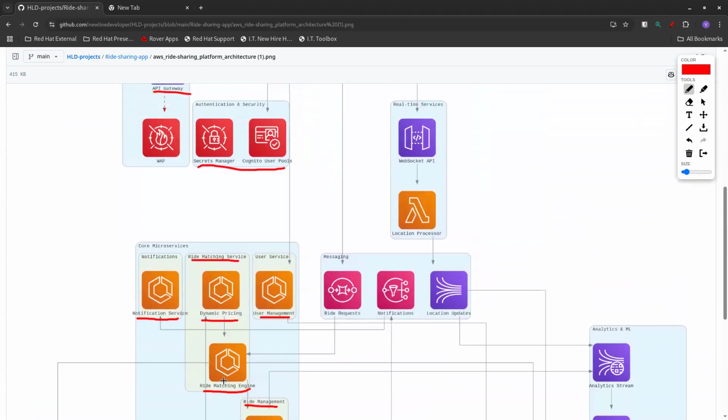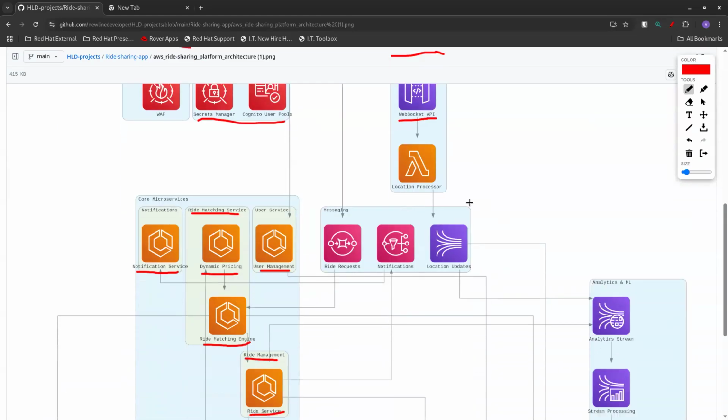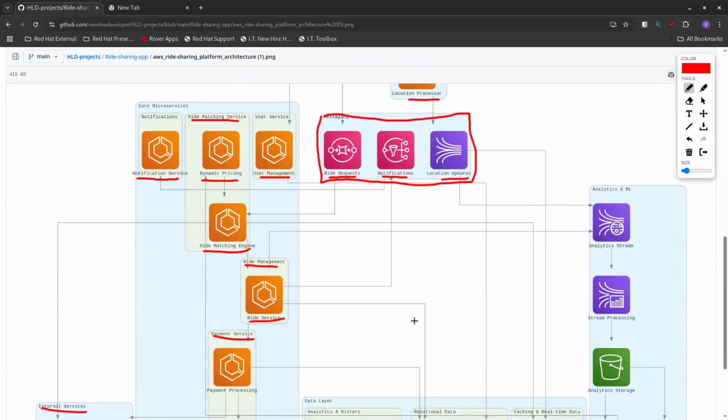Next, we have another category of services, which are real-time services. When a request comes in, we can integrate it with WebSockets. It will help us send real-time updates, and the location processor, everything we can get. Then the ride request, the notification and location details, everything, we can store into SQS to process it, and send the notification to the specific categories of services.